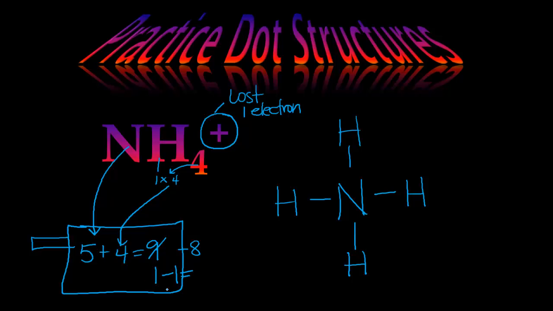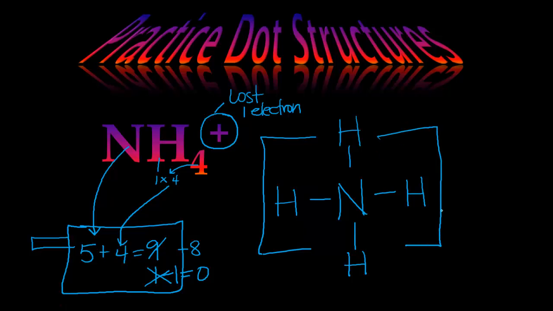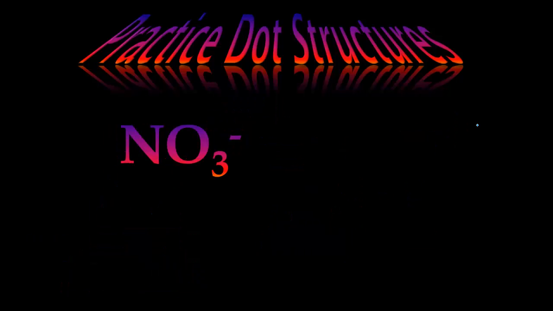So if we're taking out 1 electron, it means I have 0 left in the pot. So it has removed that 1 electron. Now all I have to do is make sure everything has an octet, which it does. So to show that I was able to actually build this molecule, I'll put it in brackets, and I put the positive on the outside of the bracket to show that in order to have this, I have lost 1 electron.